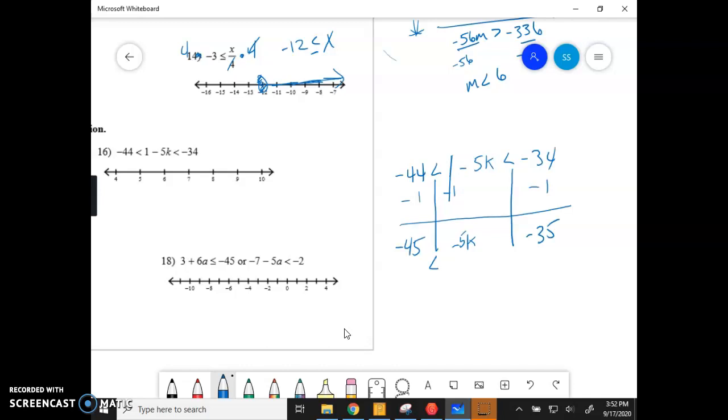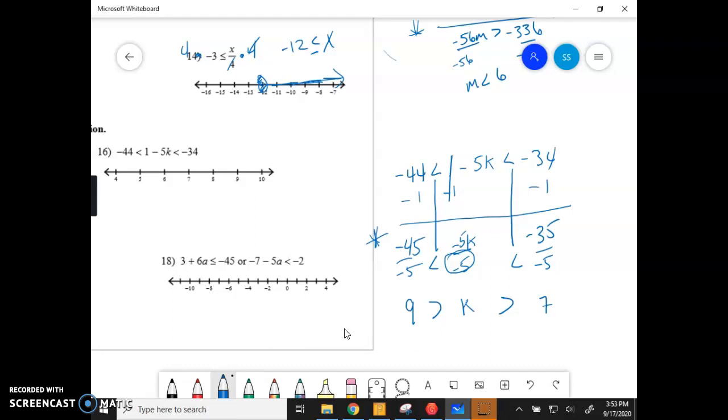Let's drop down our symbols too. Last thing I need to do is divide by negative 5. Divide by negative 5, all sides, right? So I get 9, k, and 7. However, we divided by a negative to solve, right? So we need to switch our signs. I'm going to be left with k smaller than 9, greater than 7.